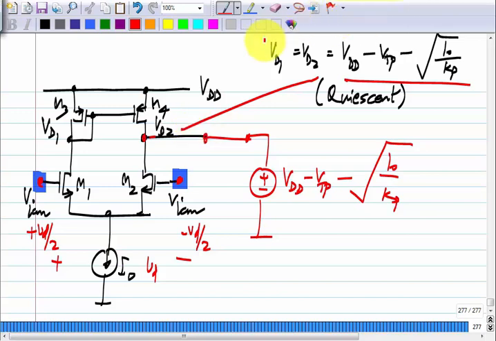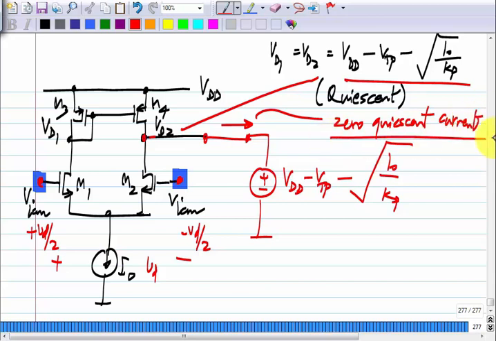This is 0 quiescent current. So, my operating point is still the intended one, where I have I naught by 2 flowing in the 2 halves of the circuit. That is how I would like to operate the differential pair. This is in the quiescent condition.